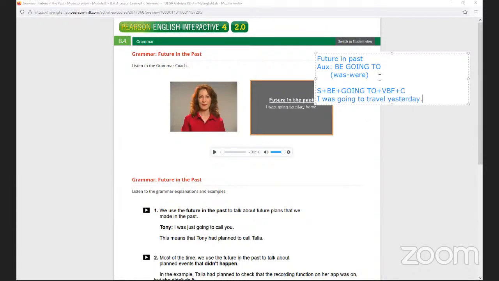So what does it mean? It means that we had a plan, but this plan never happened. So it was like a frustrated plan. That's why we call it future in past. So how are we going to realize it? Maybe we could use a complement in past, like yesterday, last month, or maybe not. It's not necessary if we use the verb to be in past. So when we want to use a future plan that didn't happen, we always use future in past with the auxiliary be going to, but be in past, was and were.